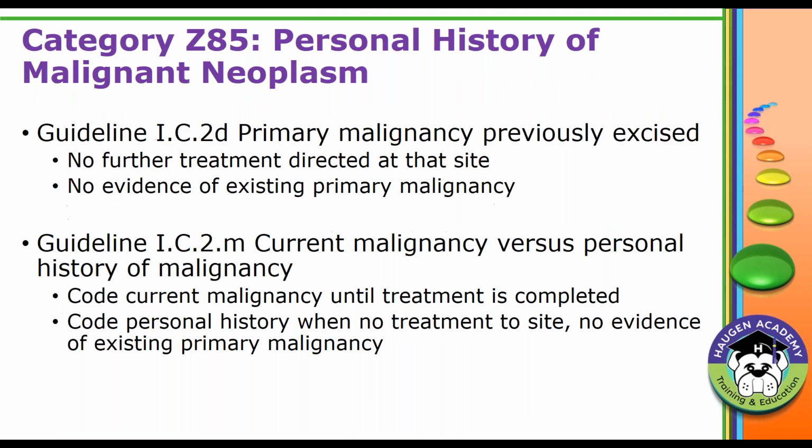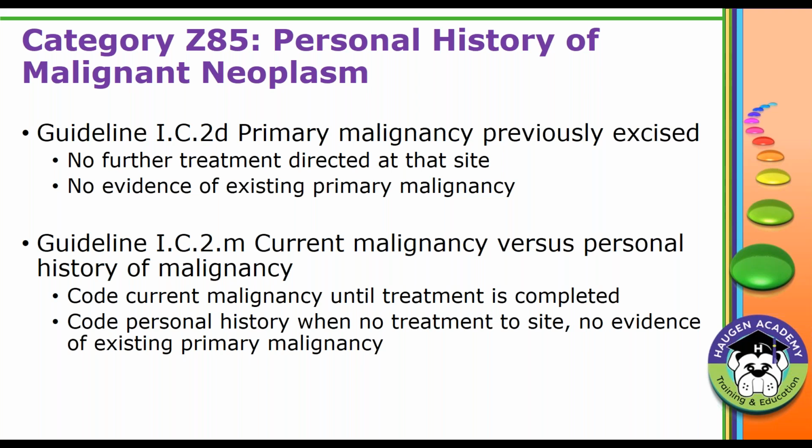So great job, guys. The next guideline we're going to talk about has to do with personal history of malignant neoplasm. This happens a lot in documentation where we'll see history of cancer or just cancer as a final diagnosis. Sometimes you kind of have to look back at all the documentation to determine whether a history of or a current malignancy code is correct. But the main point to keep in mind is whether the neoplasm is still undergoing treatment or not.